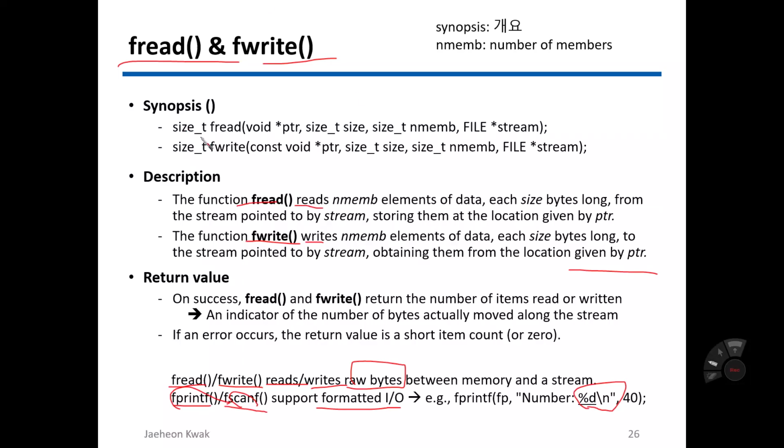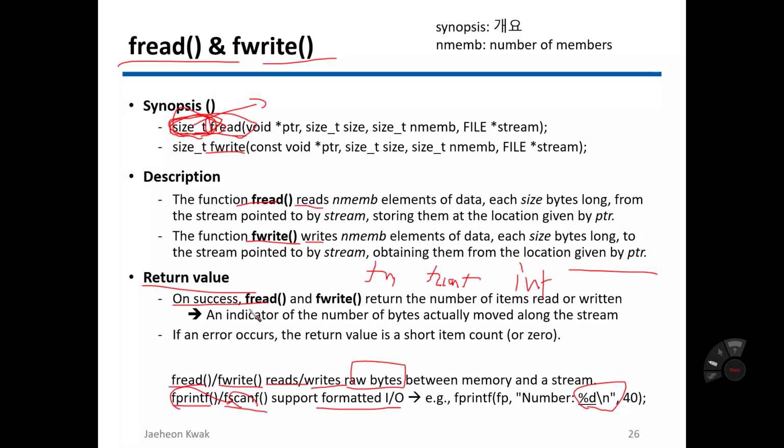Also, how can I say it? Their types are also different. So you can use size_t for fread and fwrite, so you can change the size of your function call. However, for fprintf and fscanf, their types are integers because the difference is due to their return values.